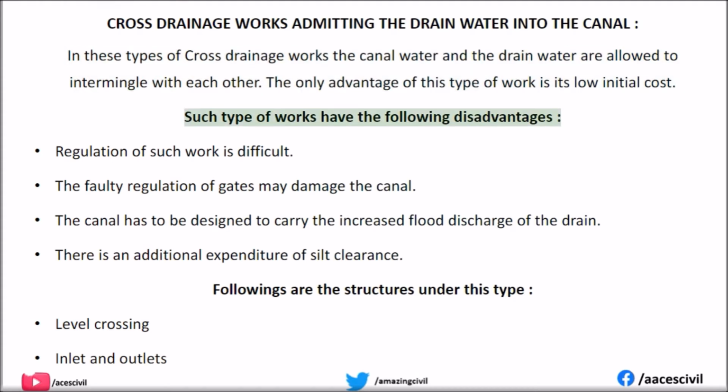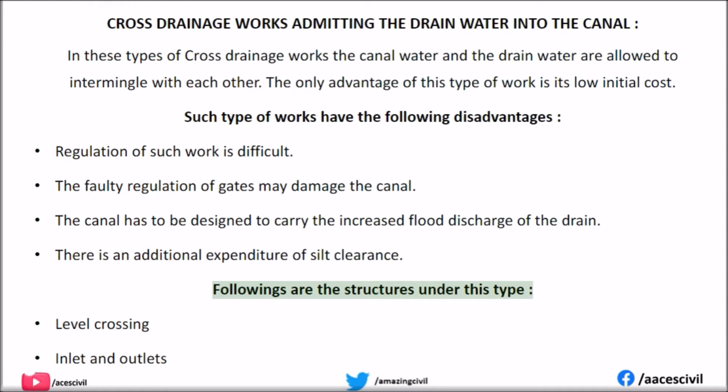Such type of works have the following disadvantages. Regulation of such work is difficult. The faulty regulation of gates may damage the canal. The canal has to be designed to carry the increased flood discharge of the drain. There is an additional expenditure of silt clearance.